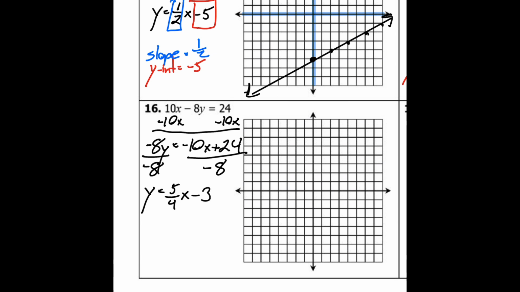If you're using your calculators, that's fine. Please make sure you are using your calculators if you are unsure about your mental math. Identifying my slope, I'm identifying my y-intercept. My slope equals 5 over 4. My y-intercept equals negative 3.